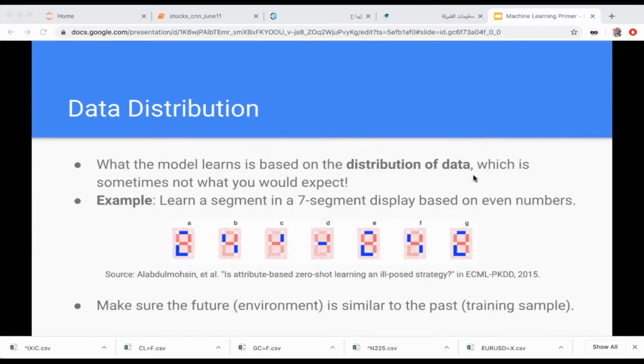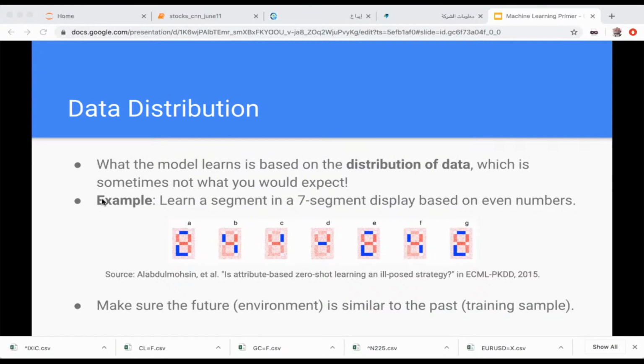Fourth, it's important to keep in mind that what the model learns depends on the distribution of the data, which is sometimes not what you would expect. What the model learns is not what you would expect yourself. Let me give you an example. Let's suppose that you have images of a 7-segment display. I'm sure you remember it, probably from digital logic. You represent every digit by 7 segments.